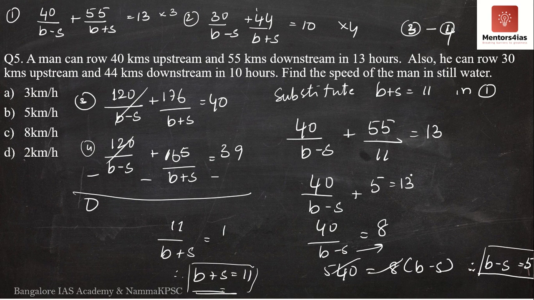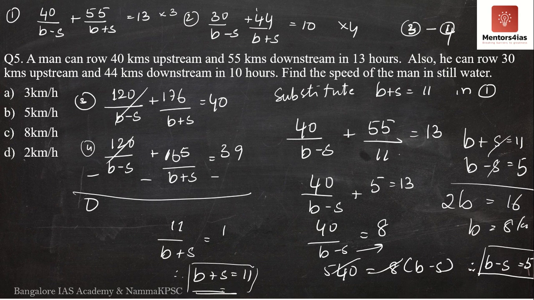So what do we have? We have b plus s is equal to 11 and b minus s is equal to 5. What is the question asking for? The question is asking for the speed of the man in still water, or the speed of the boat. So what will you do? We will add these two equations. So we get 2b, s and s get cancelled, 11 plus 5 is 16. Therefore, b is nothing but 8 kilometers per hour. Therefore, the correct option is option C. The correct answer is 8 kilometers per hour.